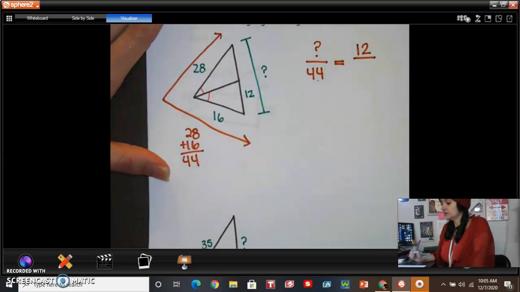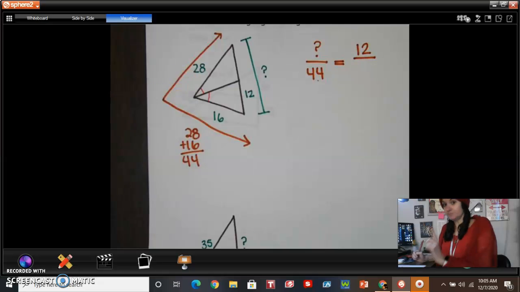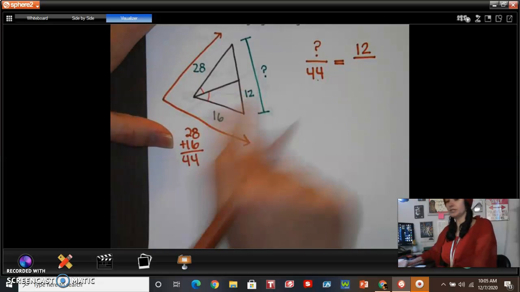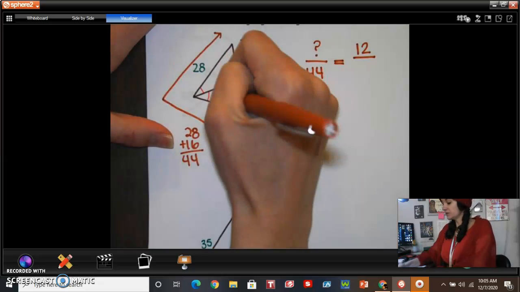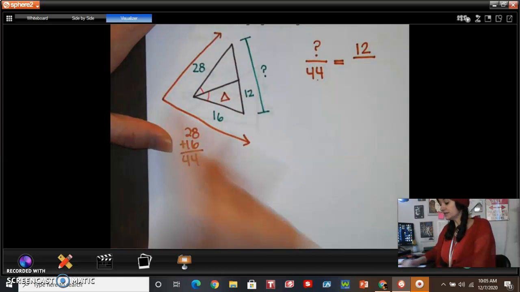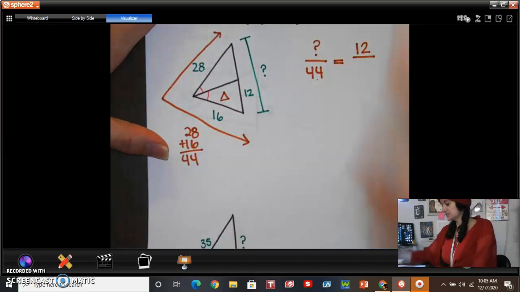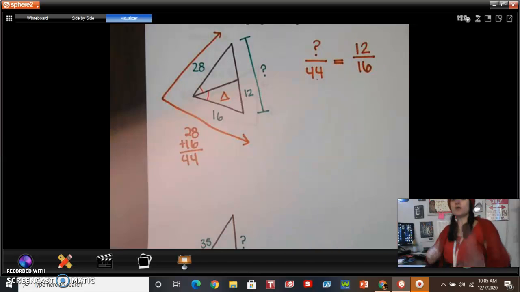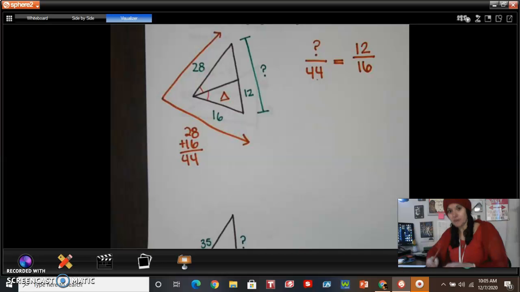And then you're like, okay, well then do I line it up with 28? No. See how 12 is the only one we know? That means we need to be working with this triangle right here. Okay? So what's the side length that we know with this triangle? Why, it's 16. Again, it's all about matching up information.